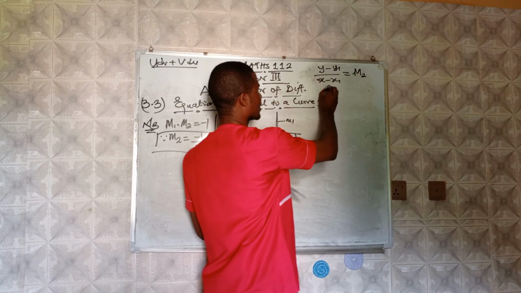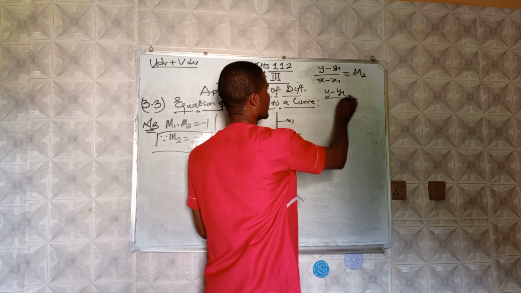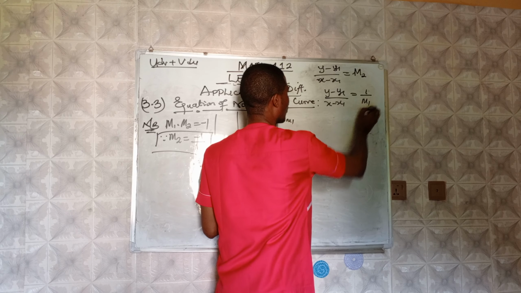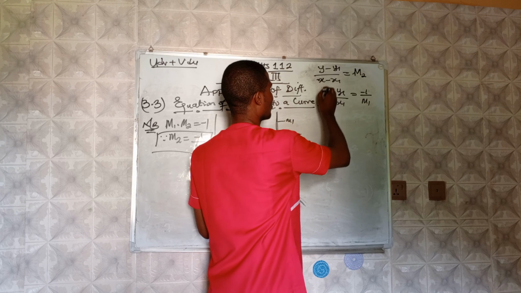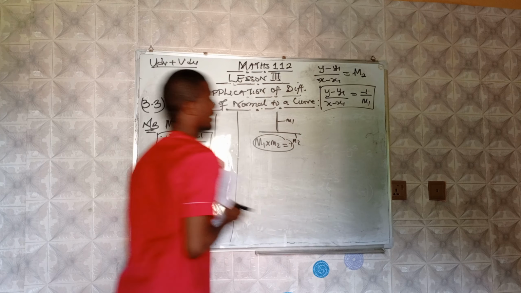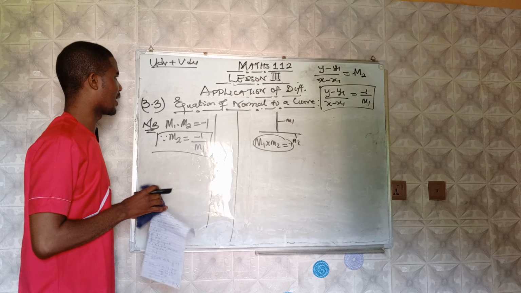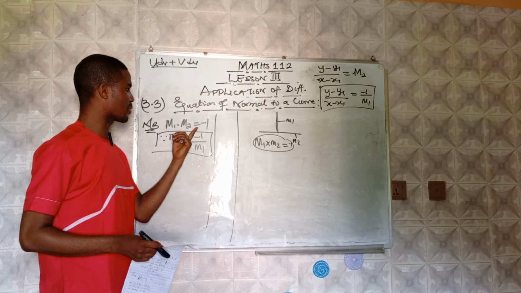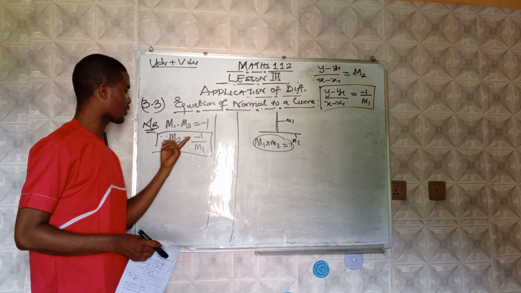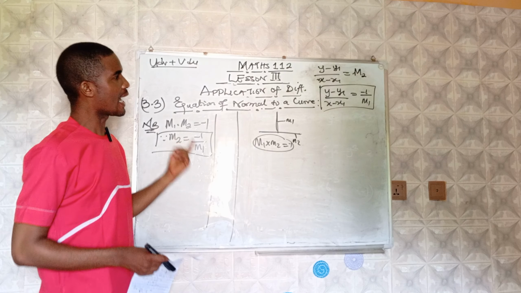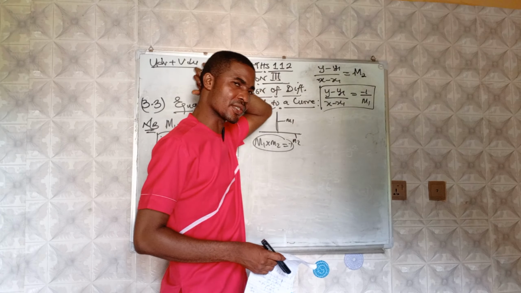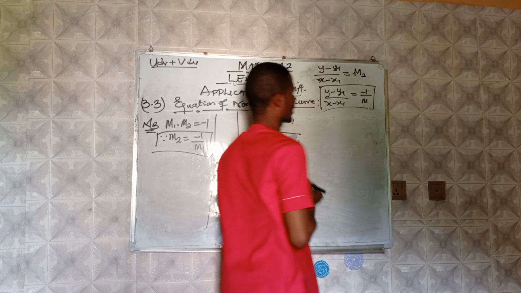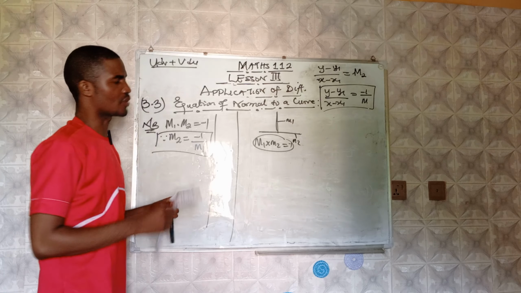For normal, it's still the same equation, but here it is m2. And how do you get m2? y minus y1 over x minus x1 equals -1 over m1. This can also be the equation of normal. That's what you are saying here: m1 times m2 equals -1, so that m2 becomes -1 over m1. You get your m1 the way you get the slope, and then m2 is the normal slope.